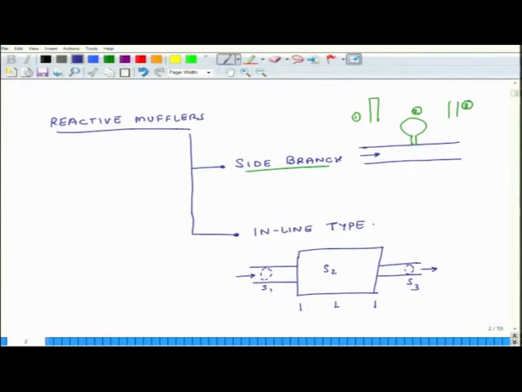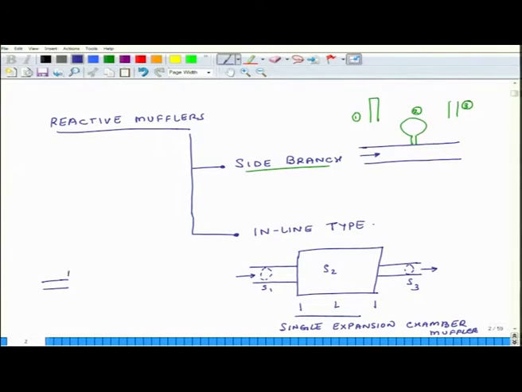Now, this type of a muffler is known as single cylinder, single expansion chamber muffler. But there is no reason why I cannot have multiple expansion chambers. So, what would a multiple expansion chamber look like? So, it would be something like this.